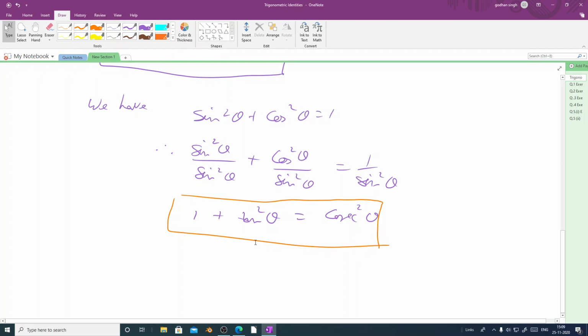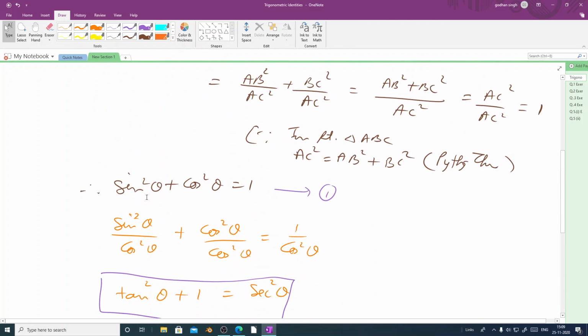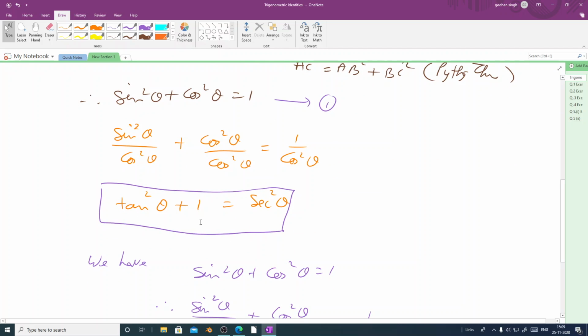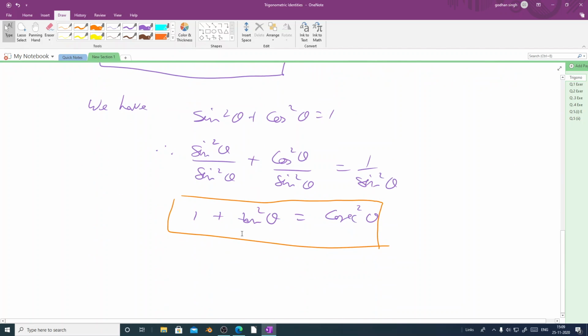So what are the identities we have learned? First one is sin square theta plus cos square theta equal to 1. Second is tan square theta plus 1 equal to sec square theta. The third one is 1 plus cot square theta equal to cosec square theta. Now let us go to exercise 8.4.